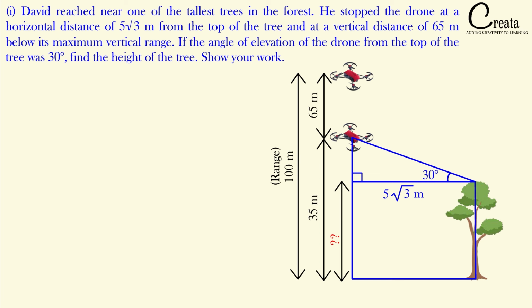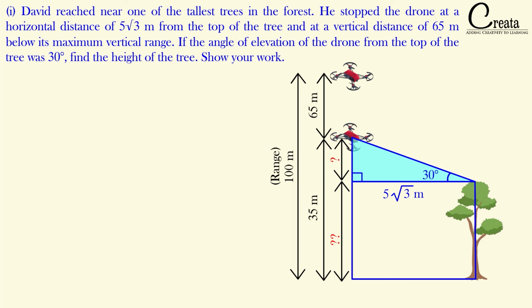Okay. Are you able to observe a right angle triangle in this question? In this right angle triangle, we will apply the trigonometric ratio formula and we will find this distance. This distance we know as 35 meters. This distance we will calculate using the trigonometric ratio. We will use a subtraction and we will find this distance which is the height of the tree. This approach we will use.